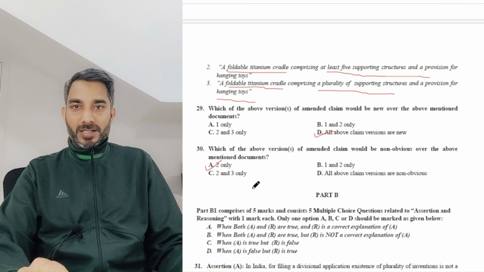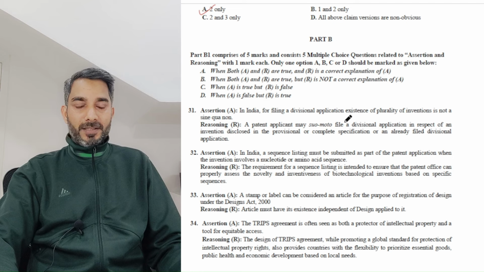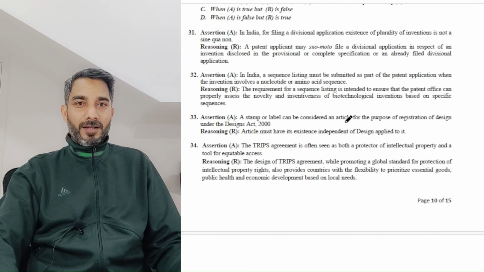Sorry if I'm being too fast. There are too many questions. Let's move forward. Part B, assertions and reasonings. These are little typical questions.